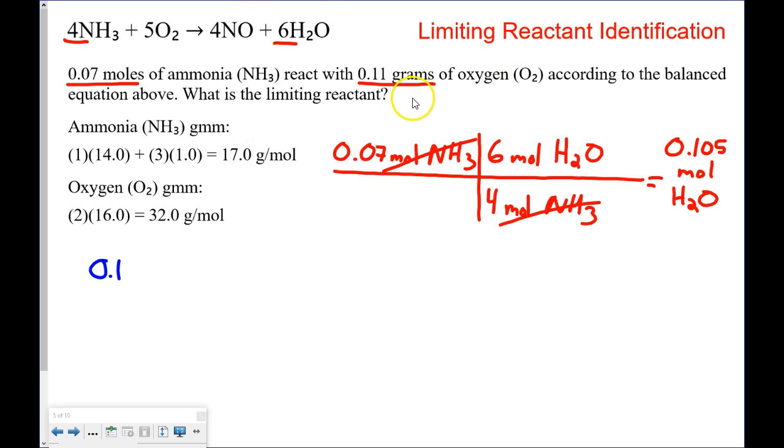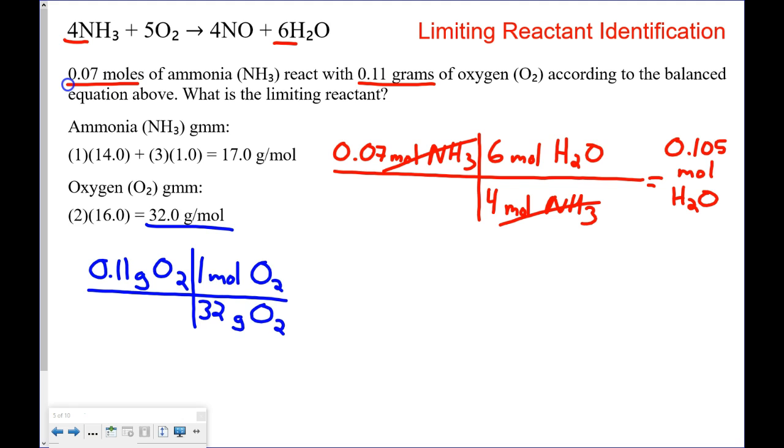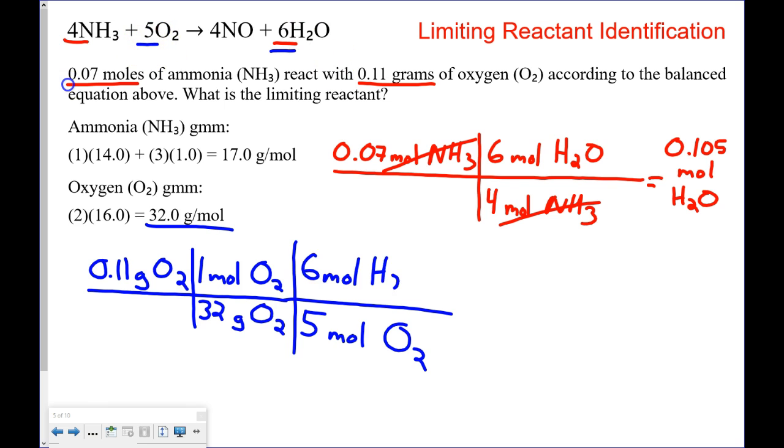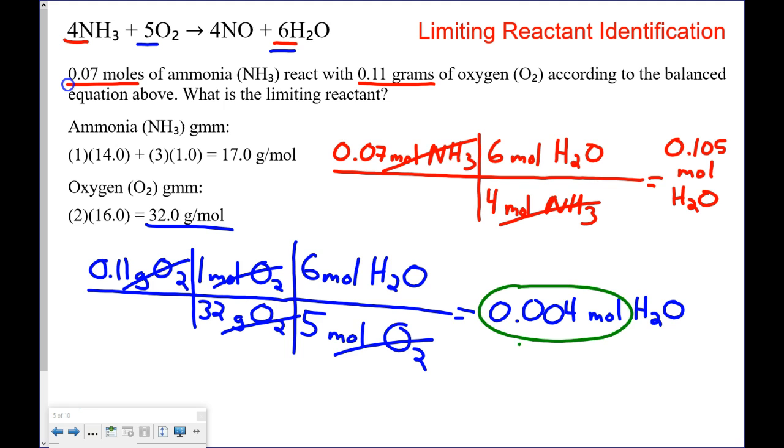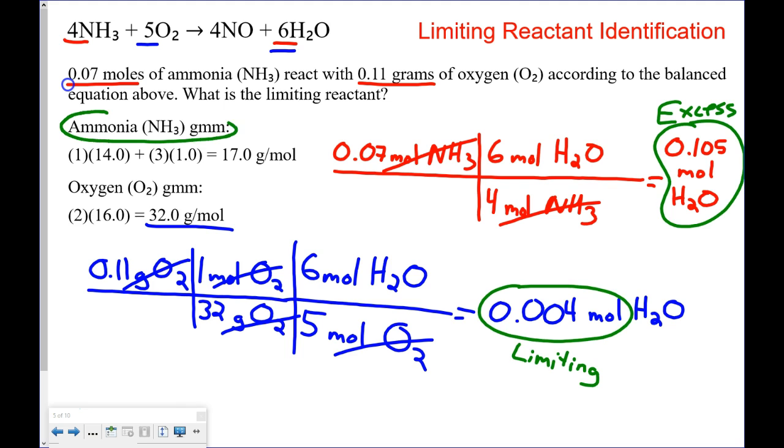Let's compare that to my 0.11 grams of oxygen. I need to first convert that into moles by dividing it by 32 grams. Then I use the molar ratio of 5 oxygen for every 6 water. Cancel everything out, and what I'm going to be left with in this case right here is going to be 0.004 moles of water. Obviously, this means that oxygen is going to be my limiting reagent and ammonia is going to be my excess reagent because I end up with a lot more water with that one.